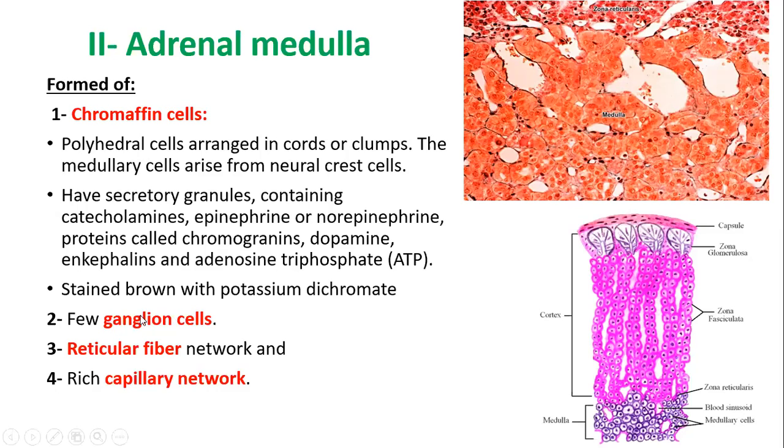They have a few ganglion cells within them. Then also there will be reticular fibers, a network of reticular fibers in between, as well as a rich capillary network. Because this acts as an endocrine gland, like any endocrine gland, it will be richly supplied with blood. Here also you can see a lot of capillaries inside these spaces. What you are seeing are nothing but capillaries, thin walled vessels, where there can be easy pouring of the secretion from this endocrine gland, that is the hormones.